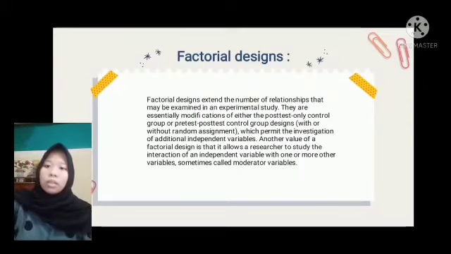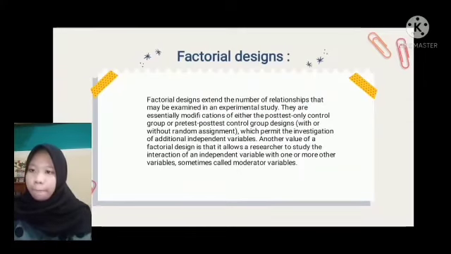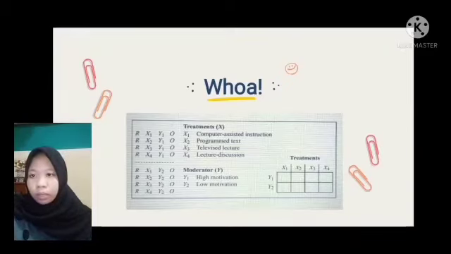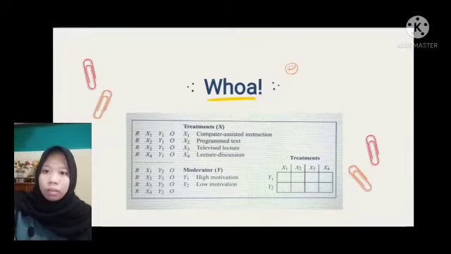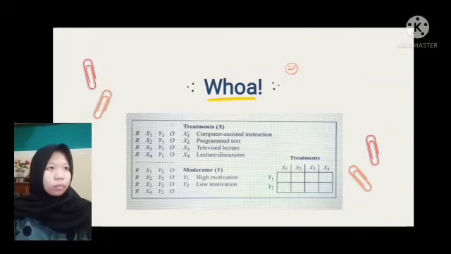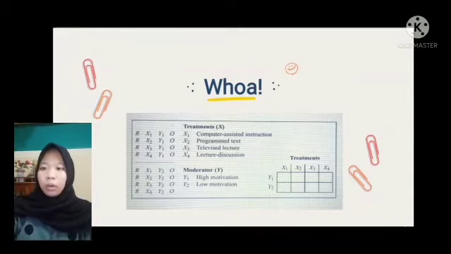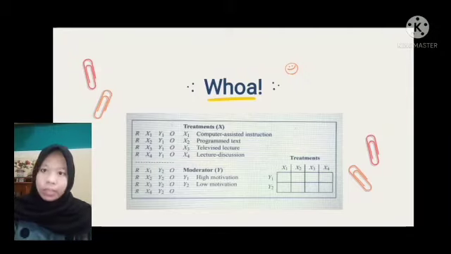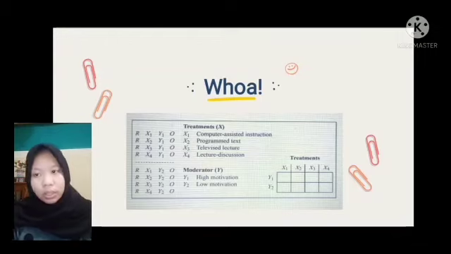Okay, so this is the table that we can practice in here, and if it is not a really good explanation, you can open your book to understand it. Okay, so thank you for your attention.